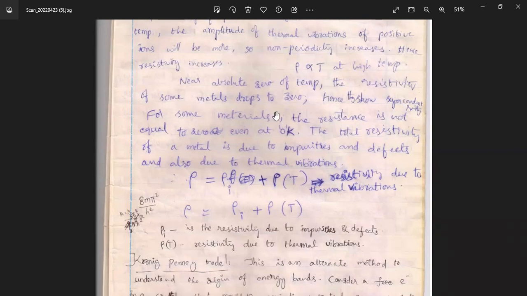Near absolute zero of temperature, the resistivity of some metals drops to 0. At low temperatures, resistivity will be lower because there are no thermal lattice vibrations. Then electrons can move freely. Hence, they show superconductivity. For some materials, the resistance is not equal to 0 even at 0 Kelvin.